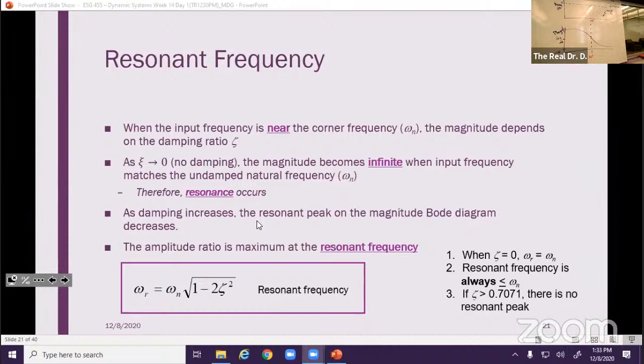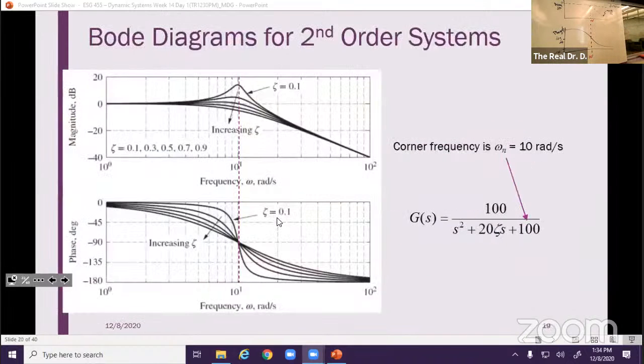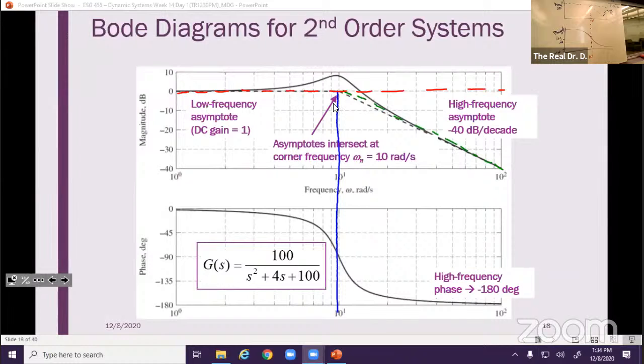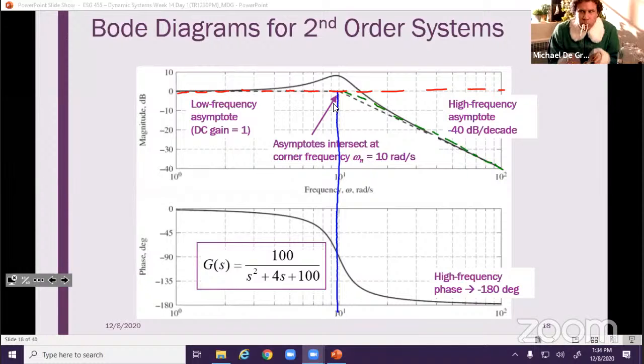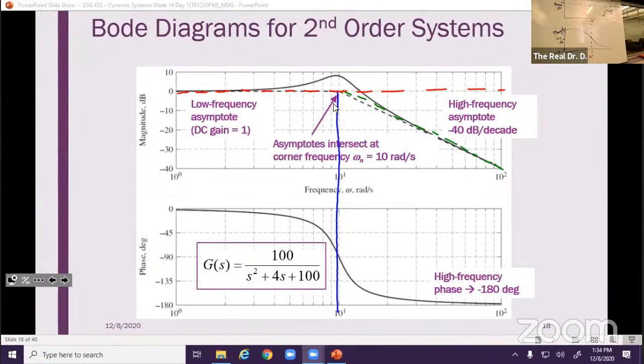Excellent. High frequency indeed. The resonant frequency is the frequency in a system where we have the maximum amplitude. Okay. So if you're looking at a Bode diagram, let's go back to the one we had earlier. This one. Right? Your resonant frequency happens at peak magnitude.